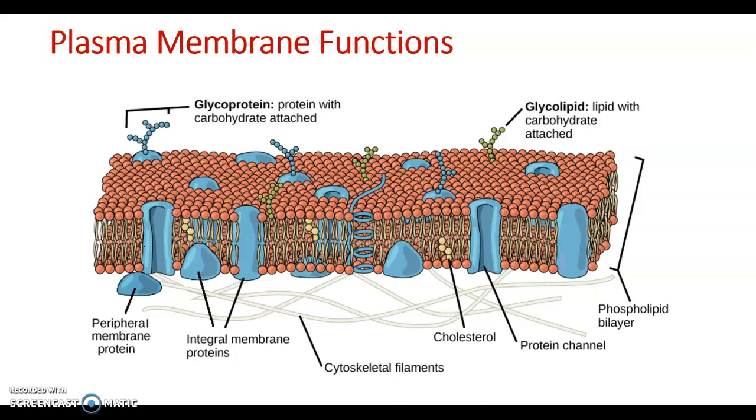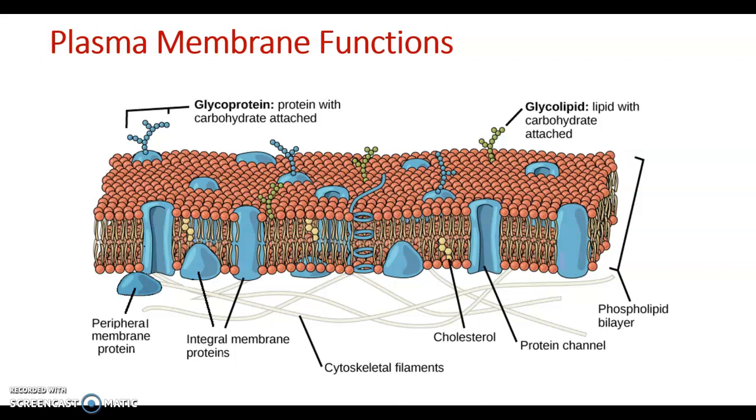The plasma membrane functions in communication between cells through the use of receptor proteins embedded in that bilayer. Not all cells have the same receptors, so they're capable of receiving different messages. We're going to see a big example of that when we talk about the endocrine system and how hormones send their messages through the bloodstream.